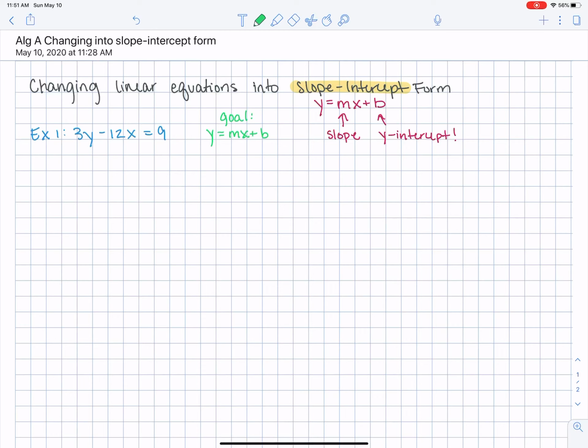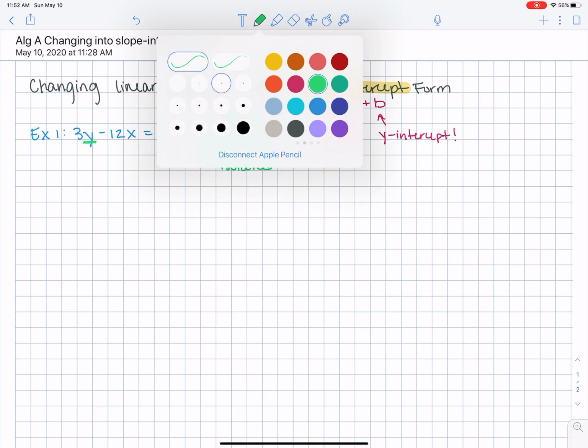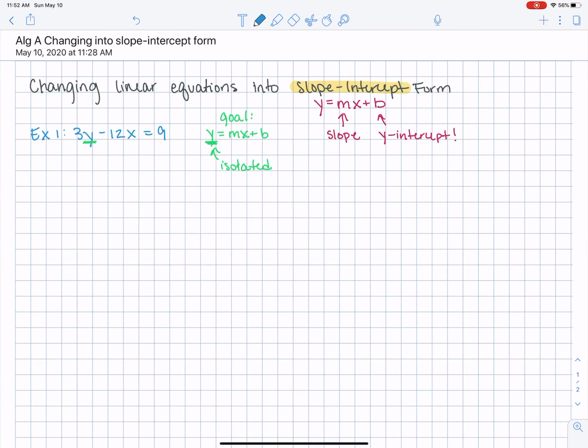If you'll notice in this form, the y is isolated. Isolated really just means to get by itself. So you're trying to get that y by itself. On our y in the example, there's a few things going on. It has a 3 in there, and then a negative 12x. So we're going to need to use inverse operations.